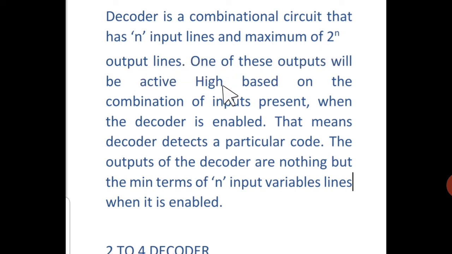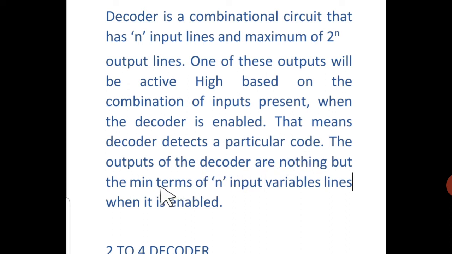Alright. One of these outputs will be active or high based on the combination of the input present. Means out of all the outputs, only one will be active at a time, when the decoder is enabled. That means the decoder detects a particular code. This is a very important line. That means the decoder detects a particular code.